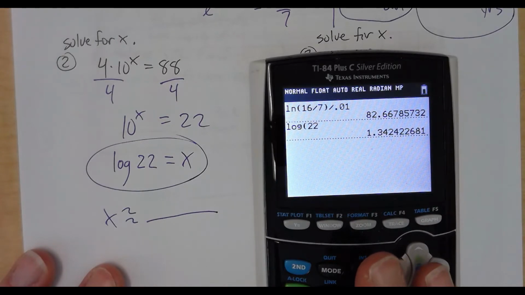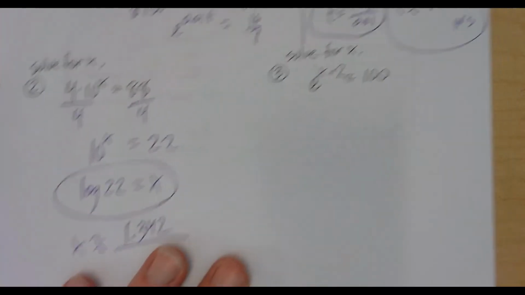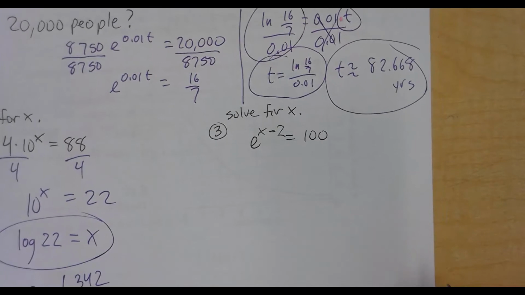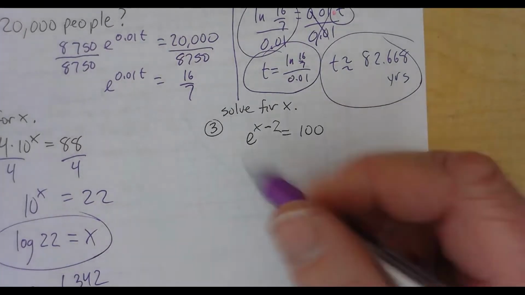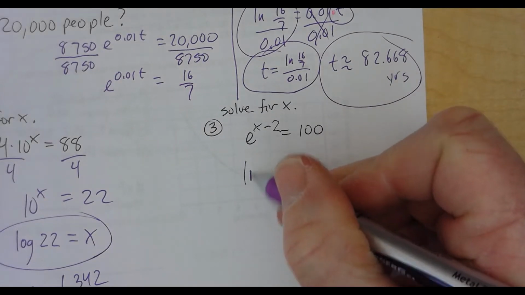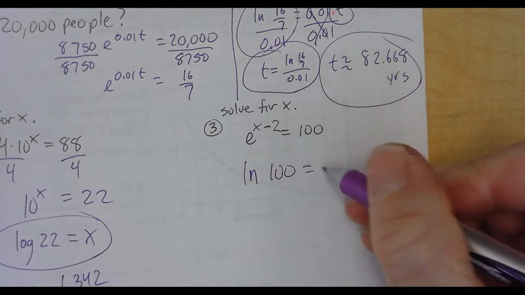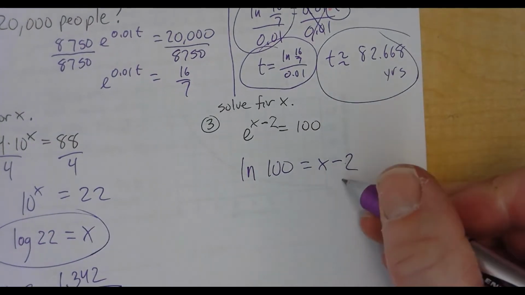And 342, 1.342. All right, the next one here, I'm going to make it in log form. So it's log base e. Okay, so it's natural log 100 is equal to x minus 2. And then I'm just going to add the 2 over.